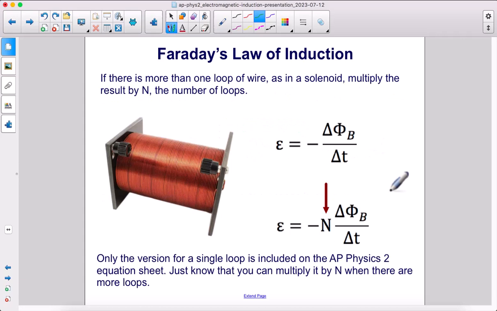If there's more than one loop of wire, as shown here in a solenoid, you just multiply the result by n, the number of loops. So this equation becomes this equation. You just put an n in there. Only this version, without the n, is included on the AP Physics 2 equation sheet. You just need to know that you can multiply by the number of loops when there's more than one loop. So if you have two loops, you end up with twice the induced EMF.